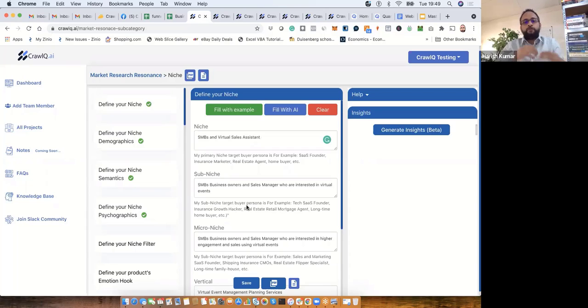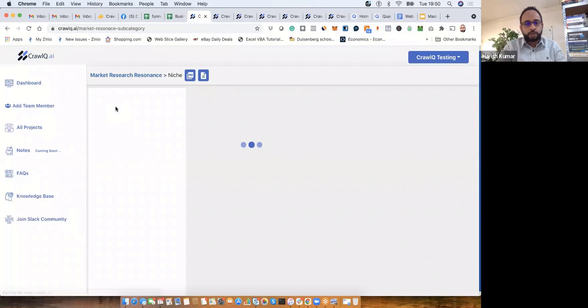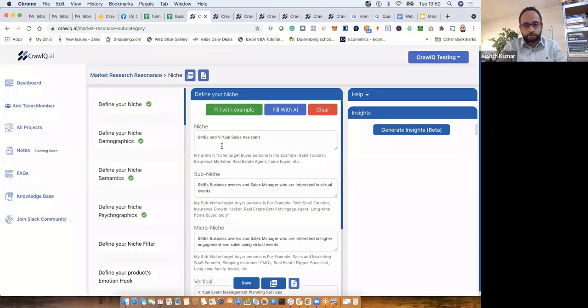And then, of course, it's going to change your setup, because now the suggestions or the insights might come slightly different, right? Because we are saying it's virtual sales assistant. So we can save this information. It is saved in the database. Next time I refresh and I go to this page again, you will see my updated information, virtual sales assistant. Now when I fill with AI, I might see a different result. Generate insight, I might see a different result, because I have changed a specific parameter.